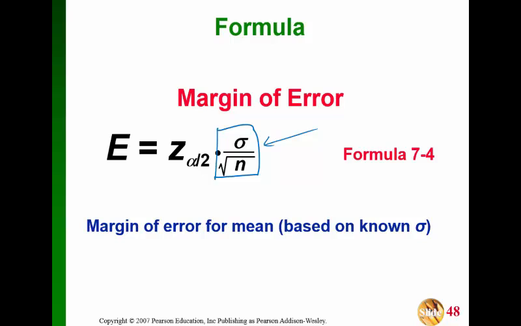This came from the central limit theorem as our standard error of estimate, sigma sub x bar. So we are working with x bar and trying to find out how close x bar is to the mean. And this is the standard deviation for all those samples of the same sample size n.